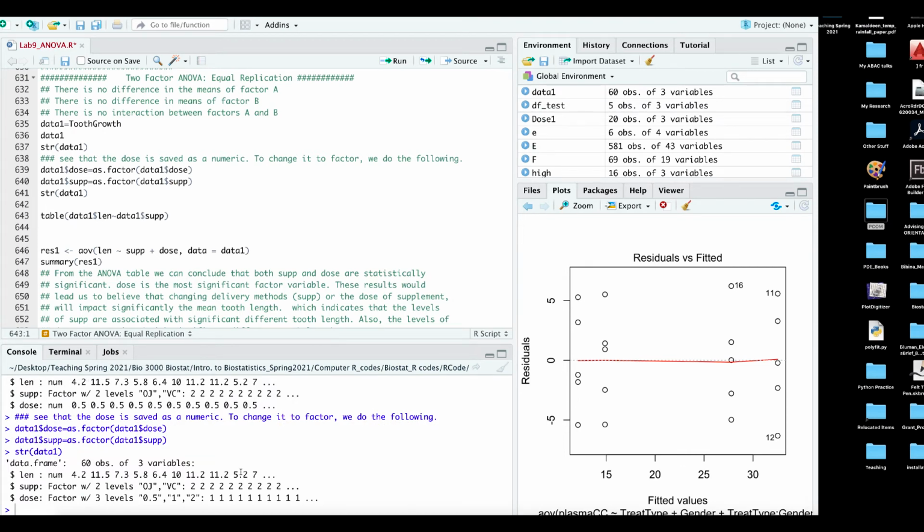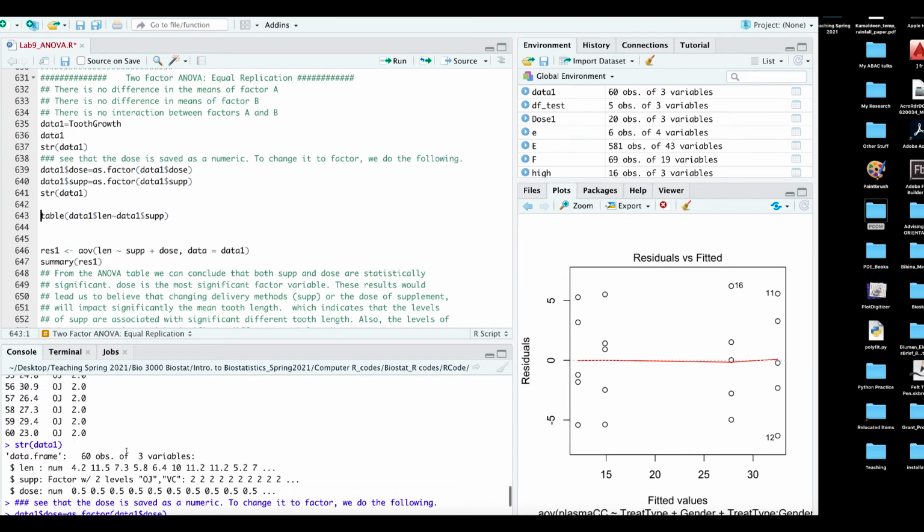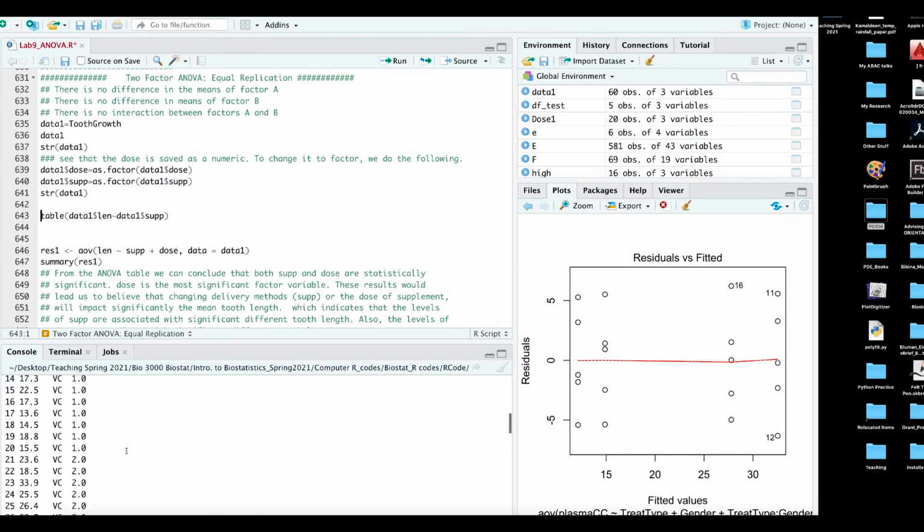And one is the variable. Now, you know that this data is already given in column format, right? You see that this data is already given in column format, so you don't need to write it in column format. This is already given. So length is the main data set, the supplement is one factor, and the dose is another factor.